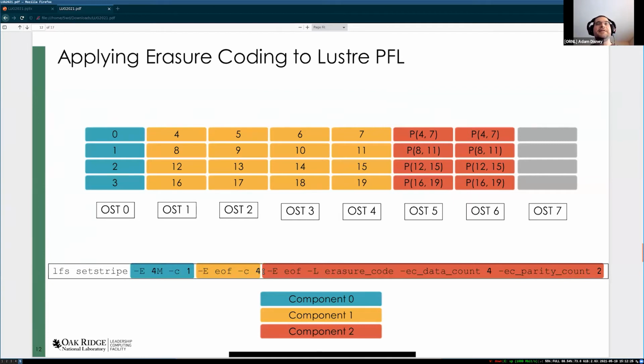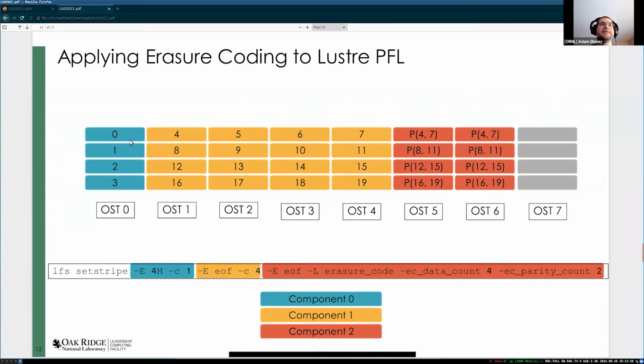But then to use this feature, you will add on additional components where the -E will have some matching value to a data component. Here I'm saying EOF again, because I want this one to apply to the element that ended at EOF. And I have to specify that it's an erasure coding layout. Then I have to pick my K plus M, essentially. That's what data count and parity count are. Now, you can technically pick any K you want that's equal to or less than the stripe size of the data that you're making erasure coding for. But it generally makes sense to make it match.